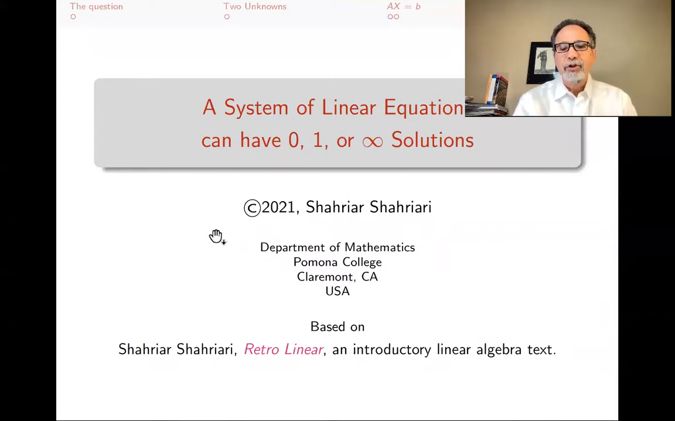Hello, my name is Shahriari, and this is a lecture in a series of lectures on elementary linear algebra based on my book, Retrolinear. The subject of this lecture is one thing: how many solutions does a system of linear algebraic equations have? And we will show that there is 0, 1, or infinite number of solutions.